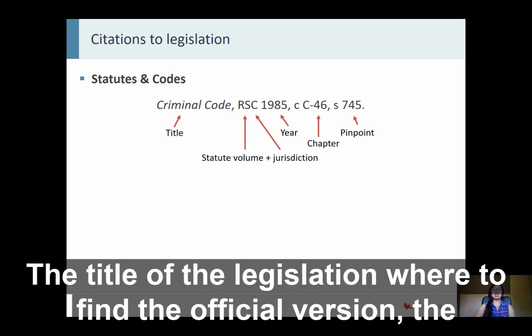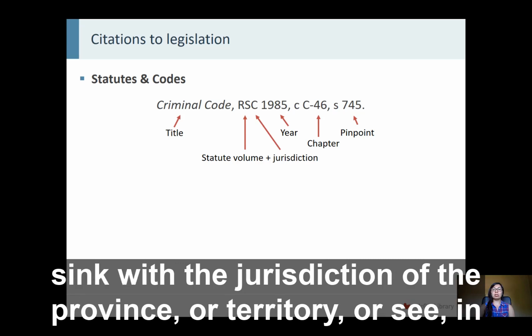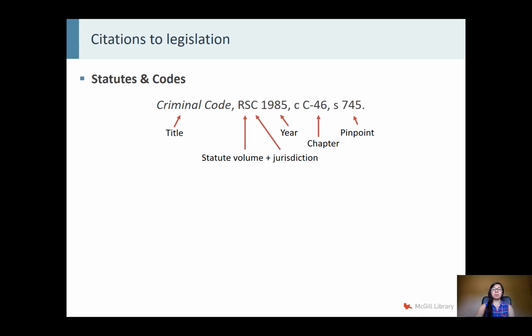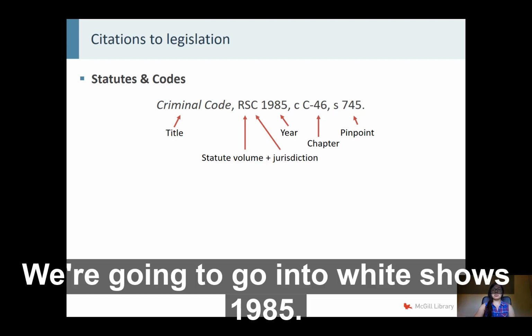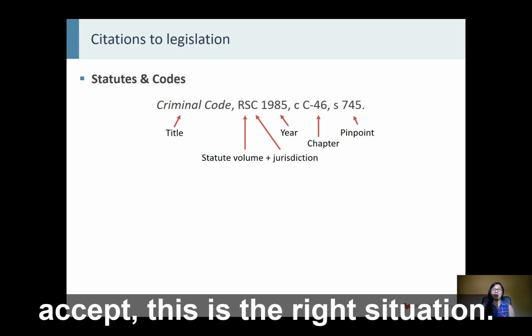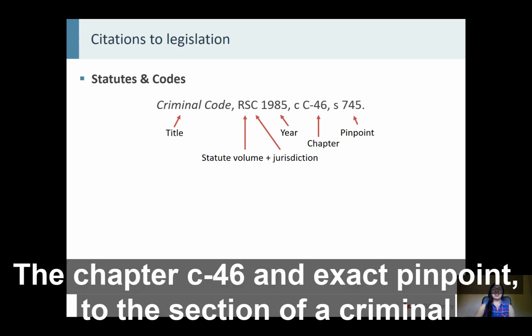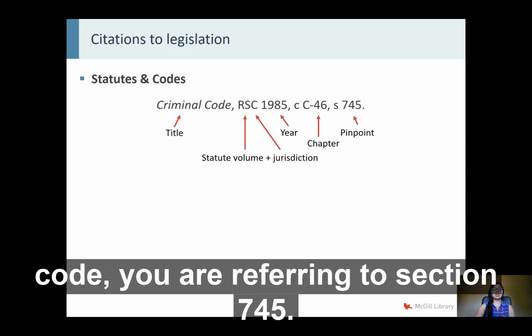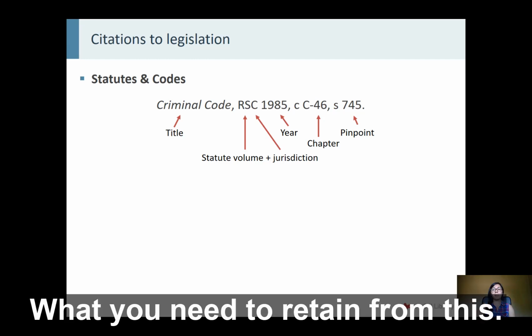The title of the legislation, where to find the official version. This includes the jurisdiction, so province or territory, or C in this case for Canada. The year, and I'm not going to go into why it shows 1985 here, even though you'll be looking at the most recent version, but just accept that this is the right citation. The chapter, C46, and the exact pinpoint to the section of the Criminal Code you are referring to, section 745.